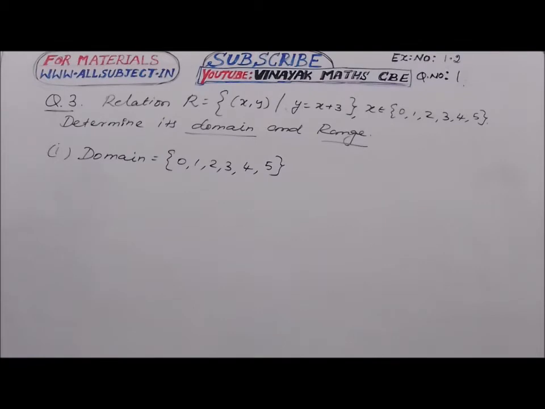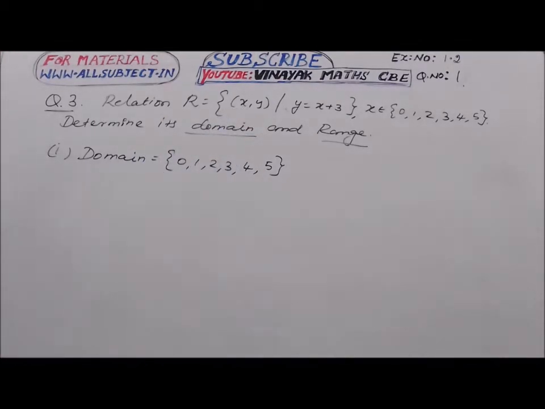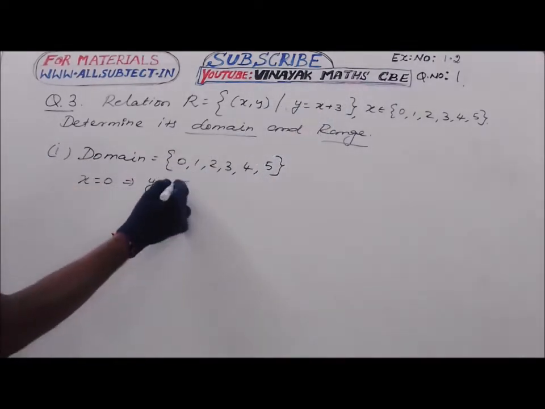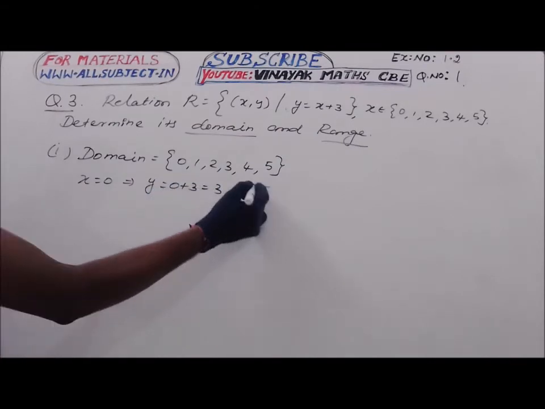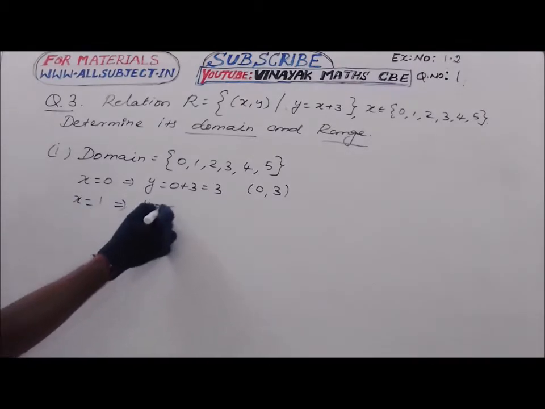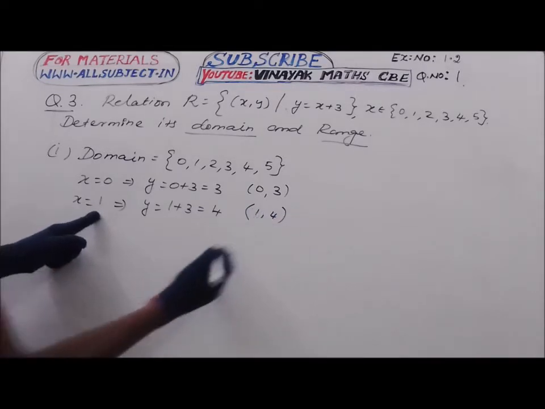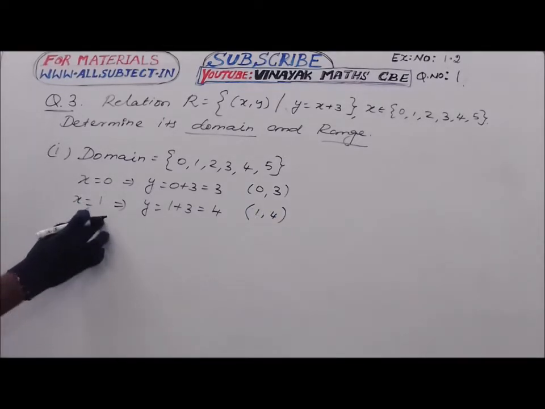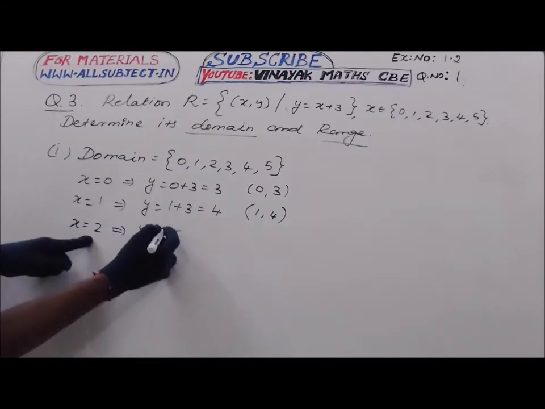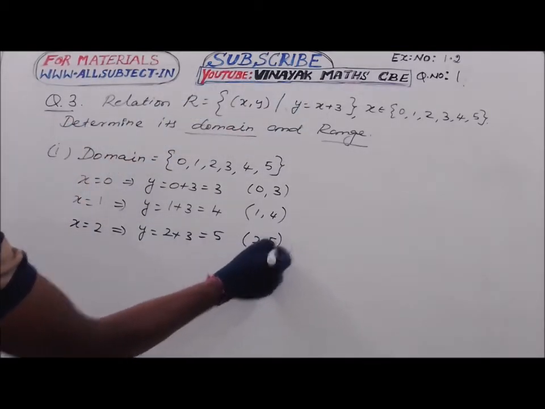The values which are taken by x are included in the domain set. When x is equal to 0, y equals x plus 3, that is 0 plus 3 equals 3. So (0, 3) is one pair. For x equals 1, y equals 1 plus 3, that is 4. So (1, 4) is a pair. Then x equals 2 gives y equals 2 plus 3 equals 5. So we have (2, 5) as another pair.